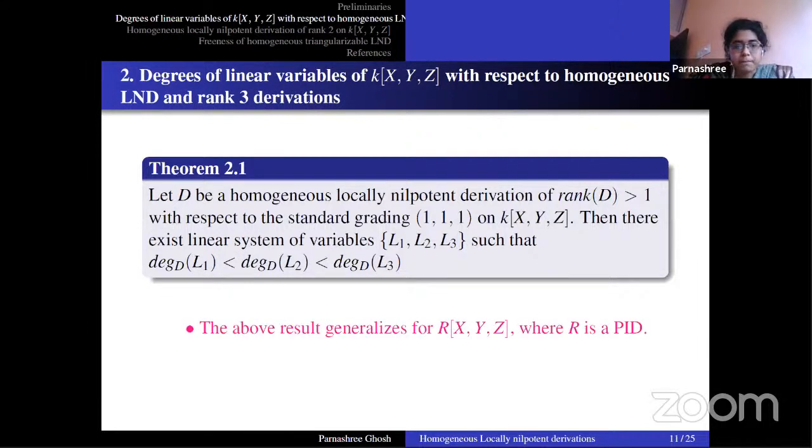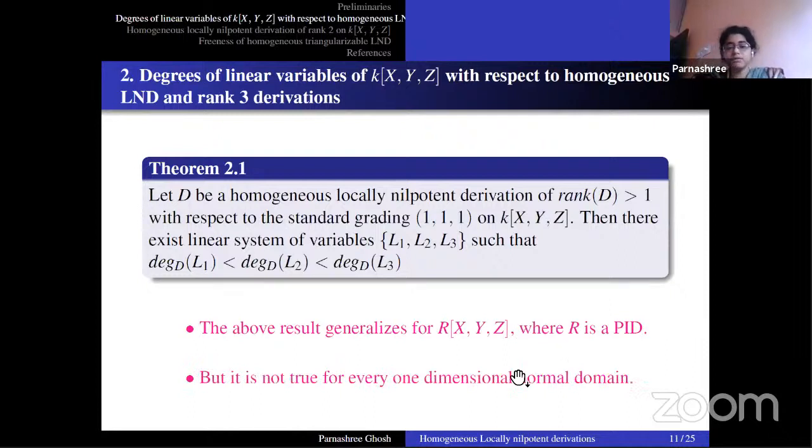Now I want to tell you that this result is also true for a homogeneous R-derivation on R[x,y,z], where R is a PID. But there are examples of one-dimensional normal domains where such an inequality does not hold. So at the end, if I get some time, I will show you the example. Let me proceed.